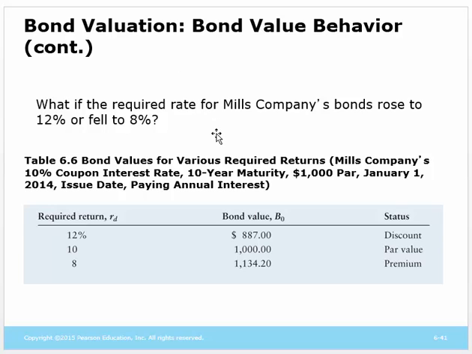So if we go back to that company, the Mills company we just looked at, what would happen if the required return rose to 12%? Well, if it goes from 10% to 12%, the value goes to $887. In fact, we say that this bond is now selling at a discount.